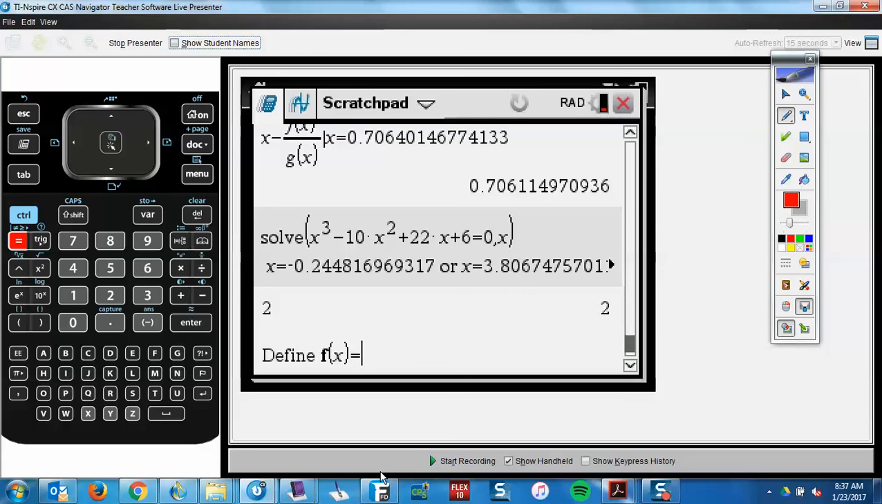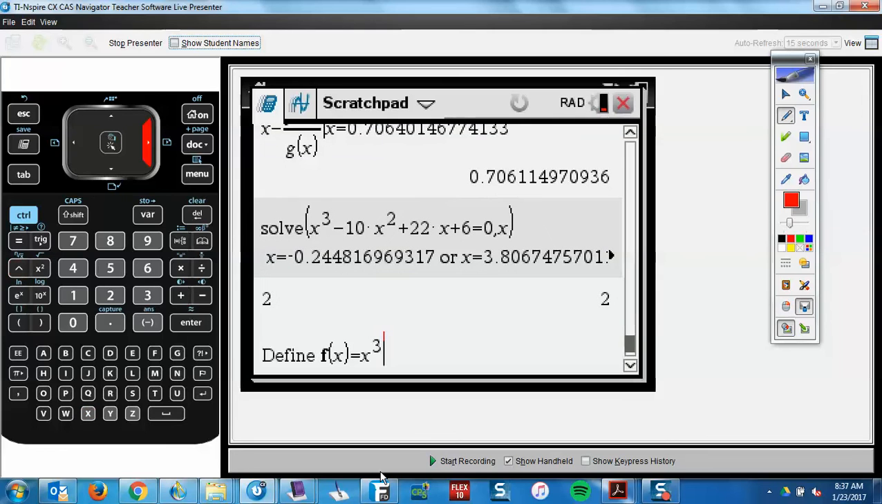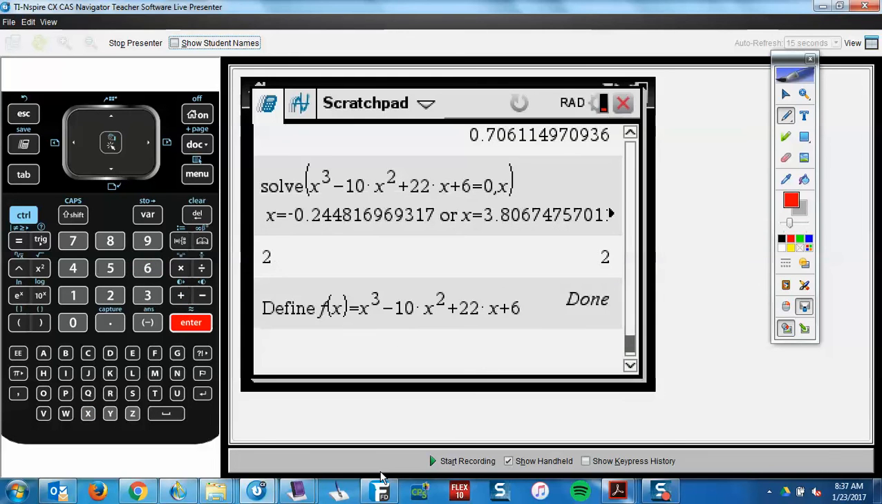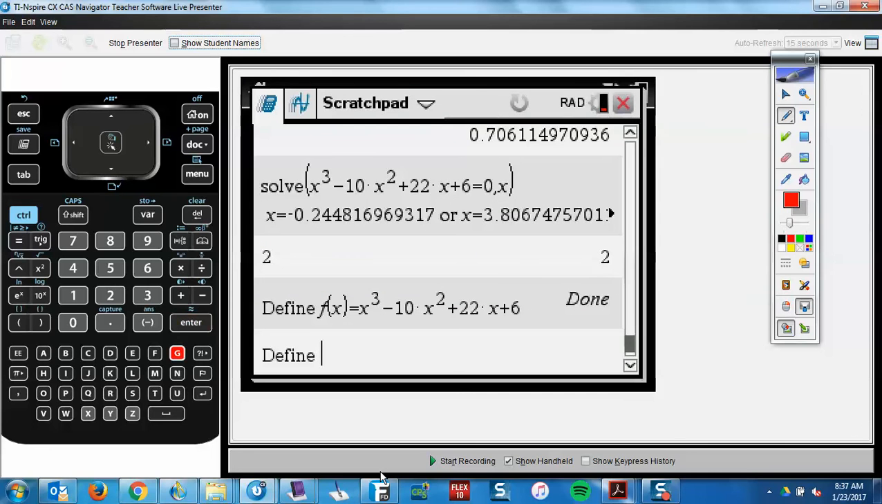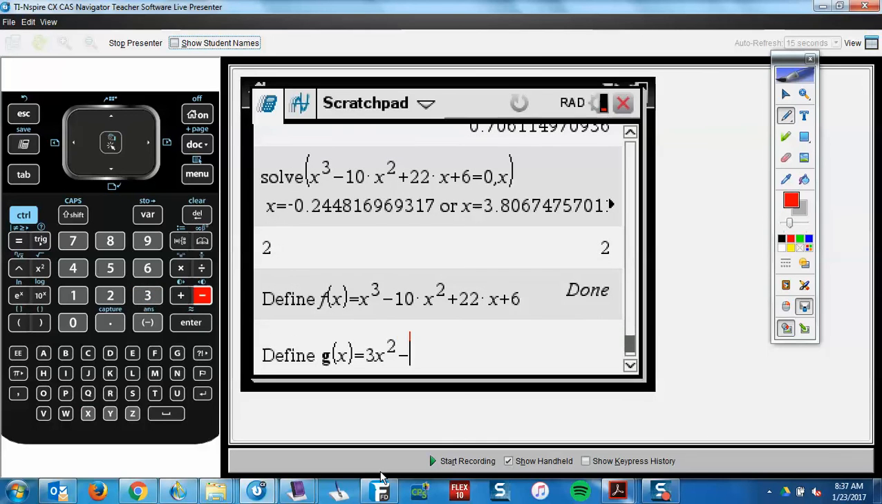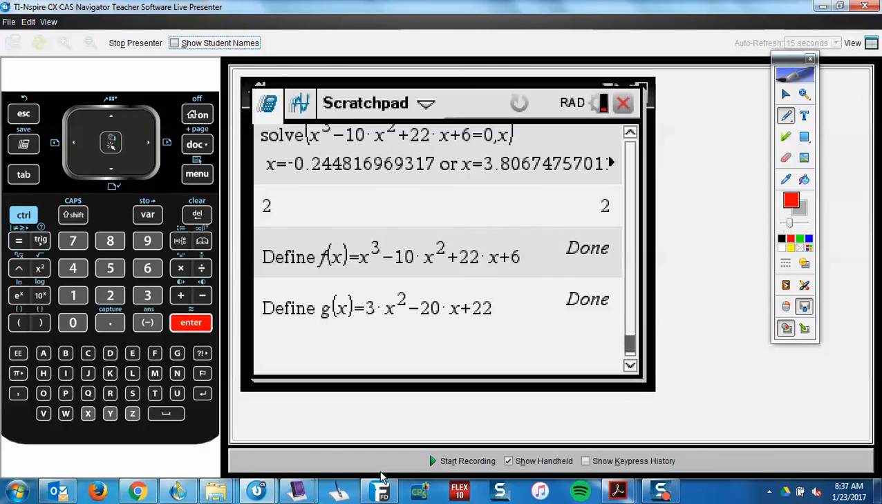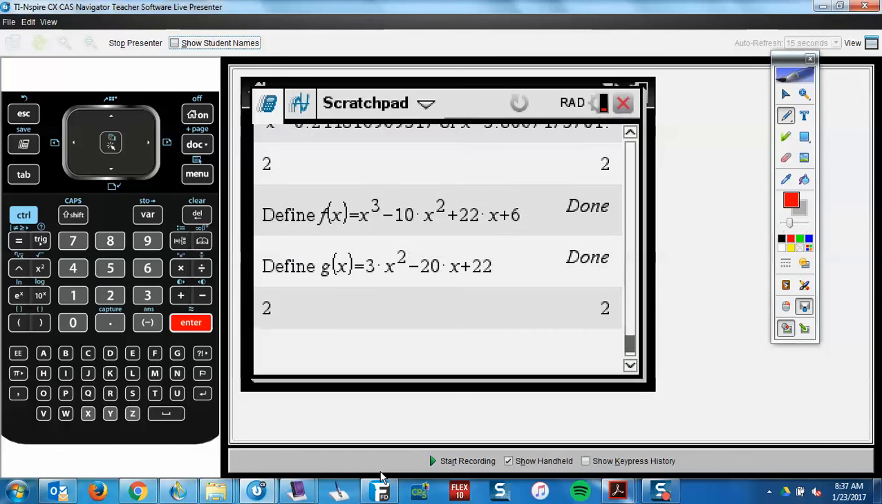Yeah, x cubed minus 10x squared plus 22x plus 6. Okay, enter. And let's define g of x, so menu 1. And g, of course, our derivative, so 3x squared minus 20x plus 22. Okay, and now type a 2 and hit enter. And so now that's our previous answer.